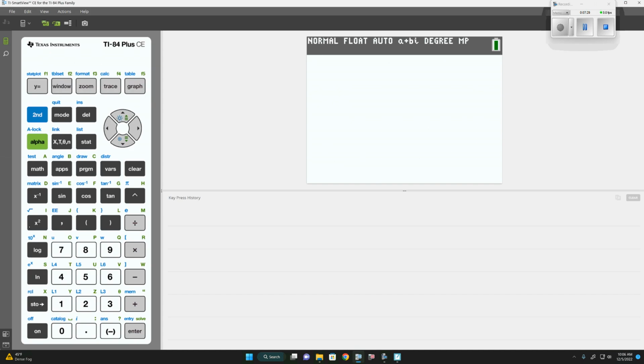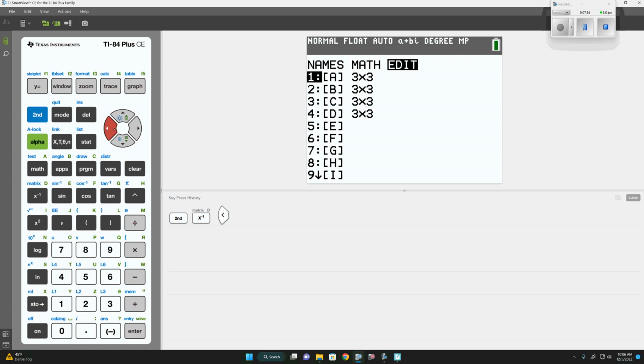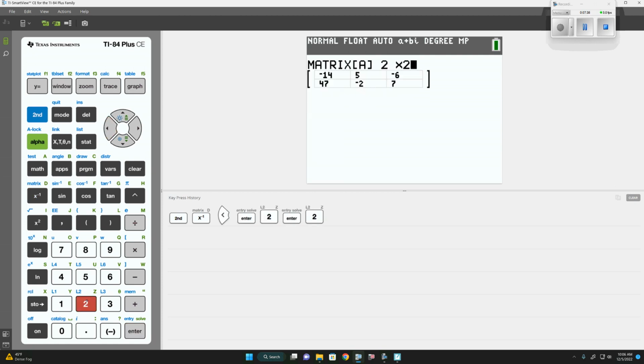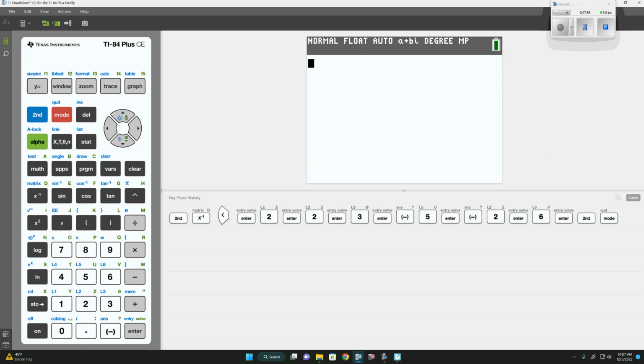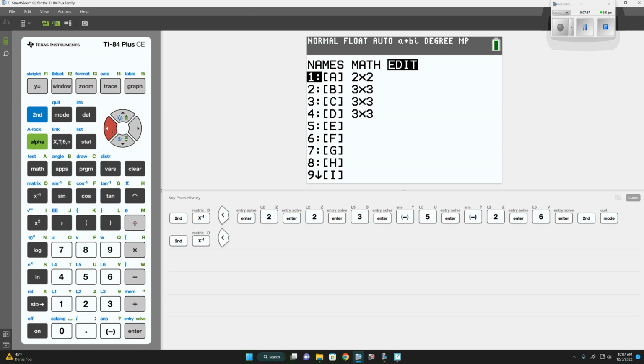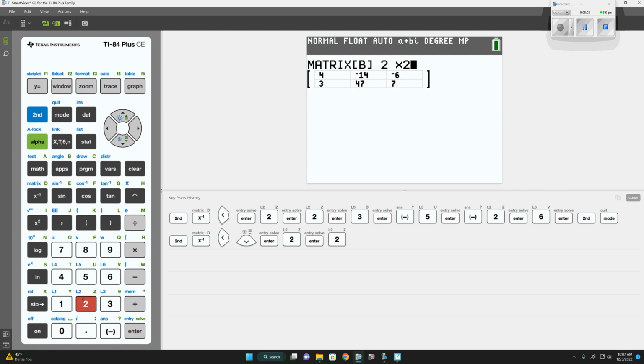So in the calculator, the first thing we'll need to do is put the first matrix in. So we can go second matrix, over to edit, and we want a 2 by 2. The first one is 3, negative 5, negative 2, and 6. Now we can go for the next one: second matrix, over to edit, and down to matrix B, and it's going to be a 2 by 2.